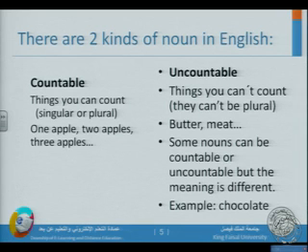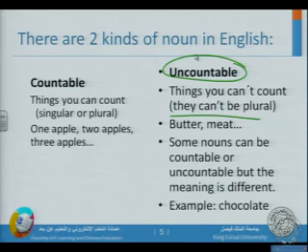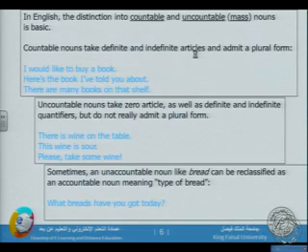Uncountable, things you cannot count, they cannot be plural. All uncountables are singular, مستحيل يكون plural. مثل butter, meat, water. You can't count water, صح؟ ما بتقدر تعد المياه. You can't count oil or milk. So some nouns can be countable or uncountable, but the meaning is different. The meaning is different. So one of the examples of the uncountable is the chocolate, right?